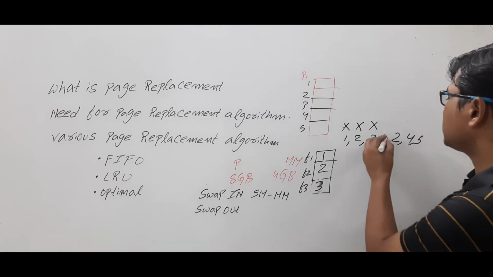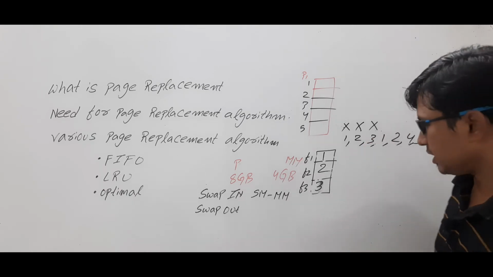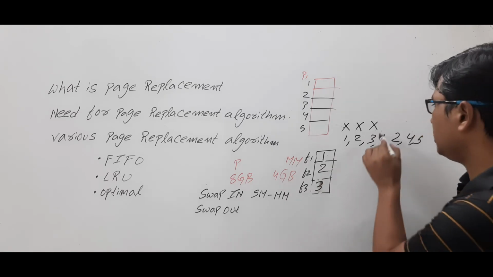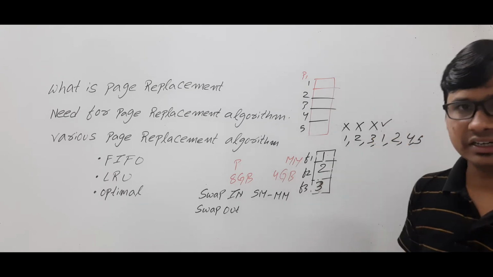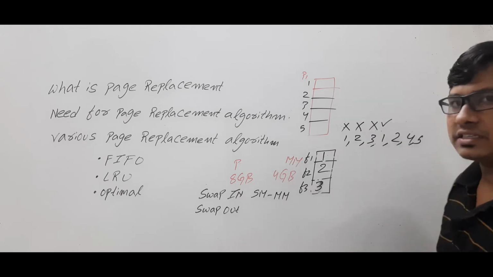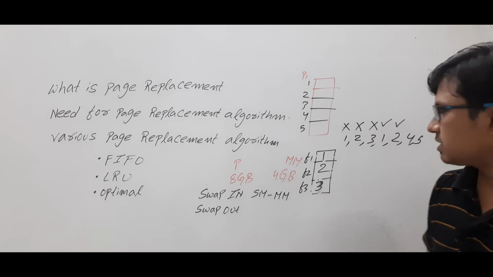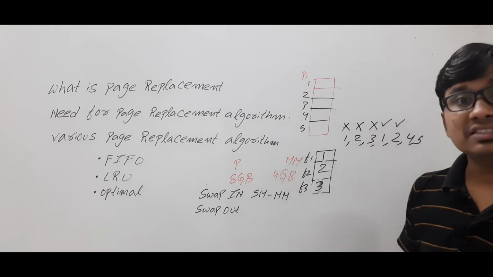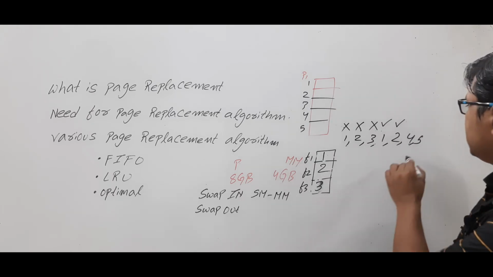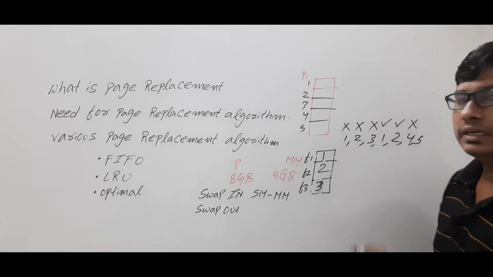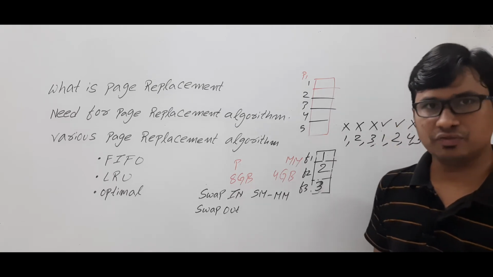Now look here, the CPU is trying to access page number 1. Is page number 1 available in the main memory? Yes. If it is available, we say that it is a page hit. Now the CPU is trying to access page number 2. Is it available? Yes, it is available, so it is a page hit. Now the CPU is trying to access page number 4. Is page number 4 available in the main memory? It is not available, so there is a page fault.